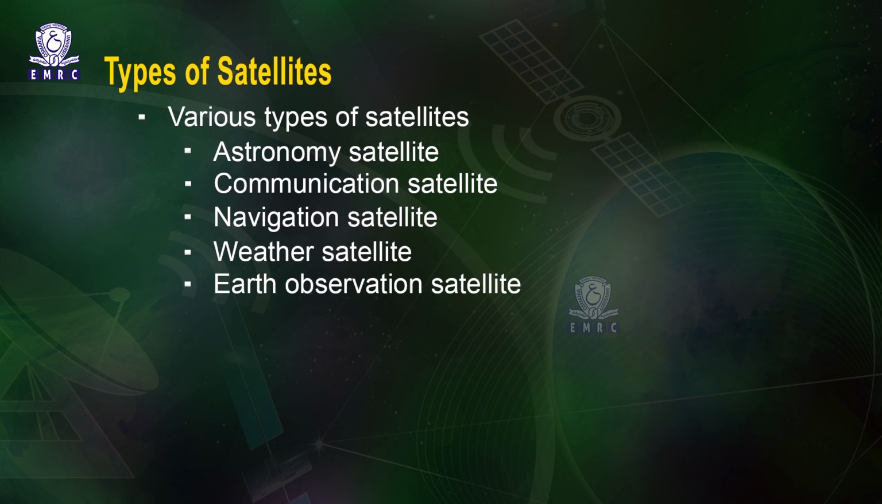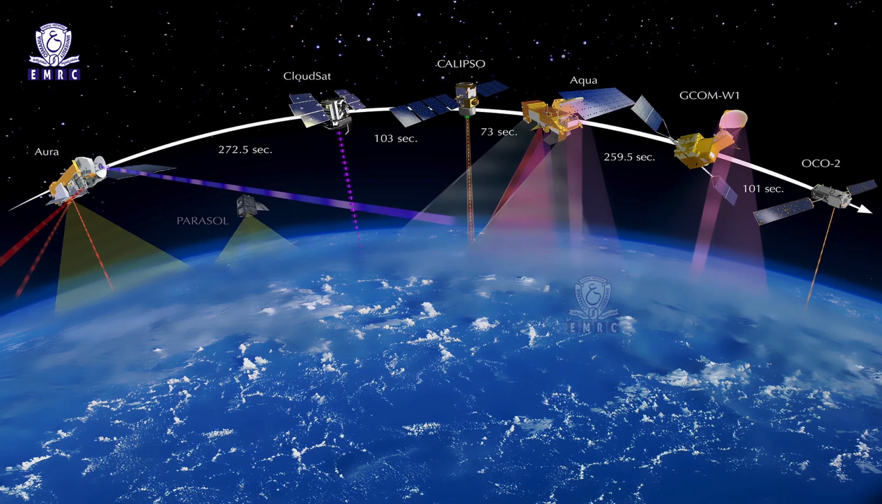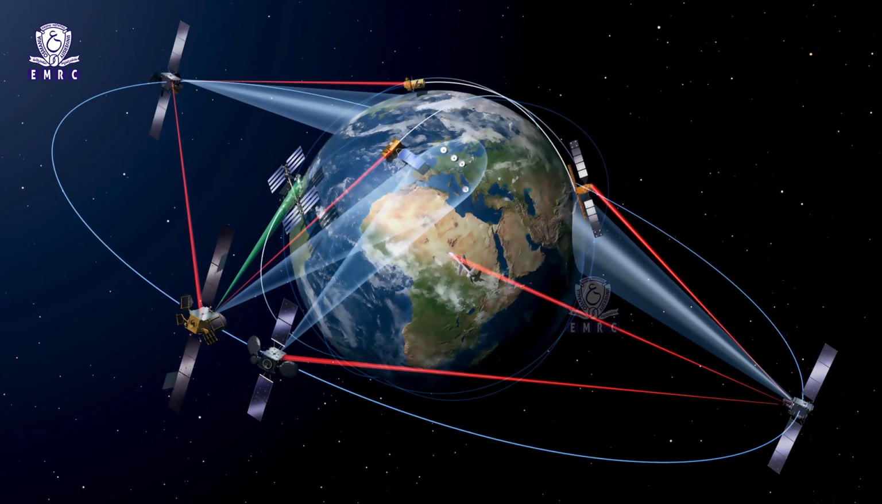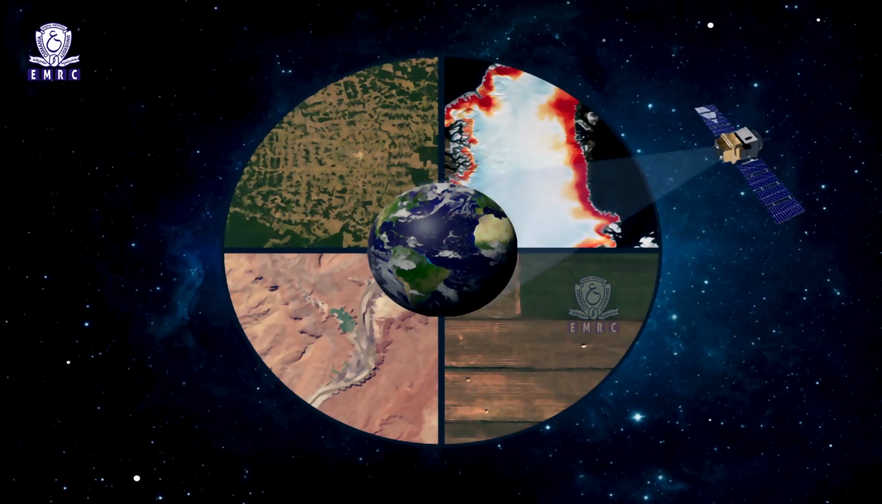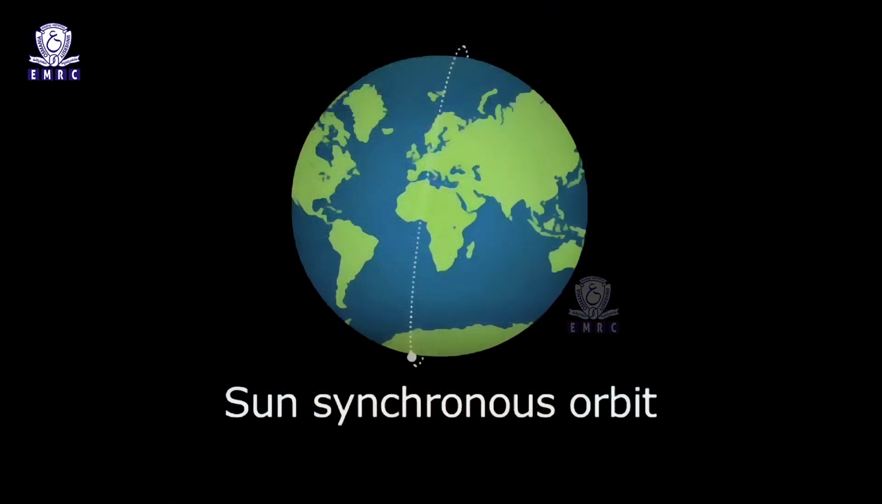Earth observation satellites. As you know, remote sensing is observing and measuring our Earth's environment from a distance. So, remote sensing or Earth observation satellites are usually put into space to monitor the resources that are important for humans. Remote sensing satellites are generally placed in the Sun synchronous orbit.